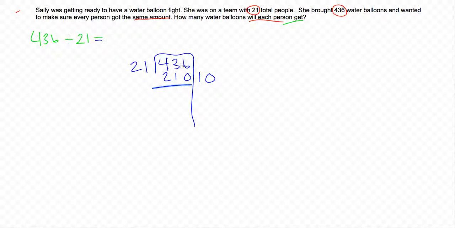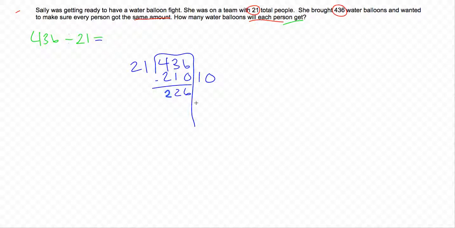Okay, so I have 436 total balloons. Okay, 21 kids are splitting them. They want to split them equally. So if I first give everybody 10 balloons, this is what we're going to have. So 6 minus 0, 6. 3 minus 1 is 2. 4 minus 2 is 2. Okay, so now I have 226 more balloons to push out.